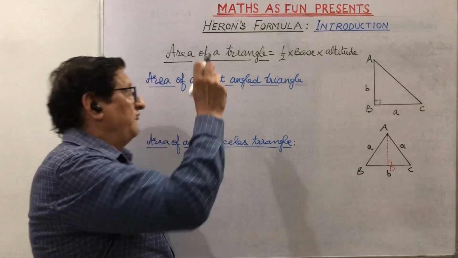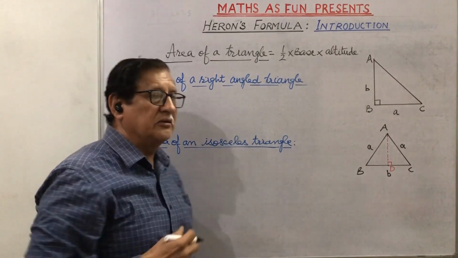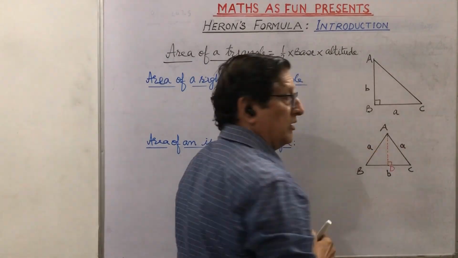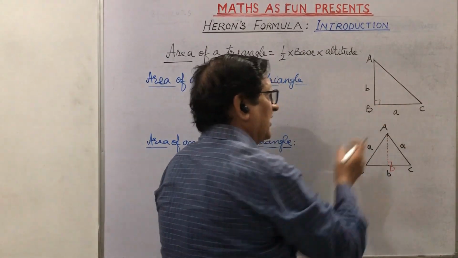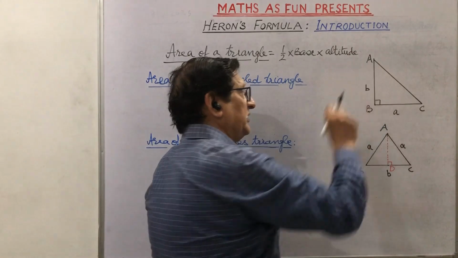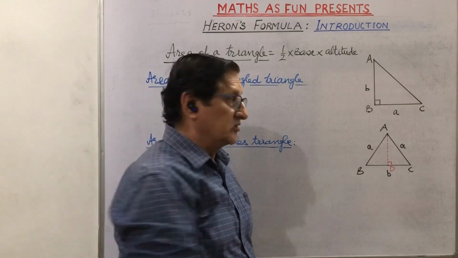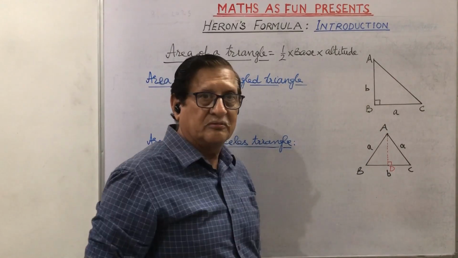So here, if we discuss about the area of a right angle triangle, suppose this is a right angle triangle ABC, in which we find the base of it is A and the altitude is B, because we know that angle B is 90 degree. So this is the base and this is the altitude.